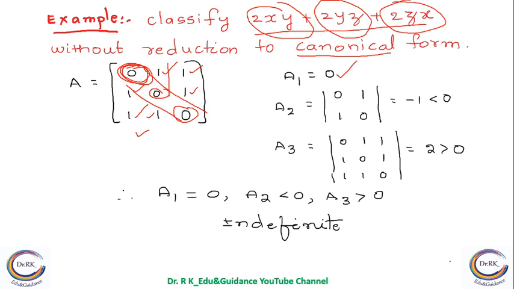So this is the second determinant, D2. Right? So 0, 1, 1, 0, if we expand this, it is minus 1. And A3 is the third principal determinant, which is the complete determinant of the matrix here, which is 2. Right? So now, based on this, we can categorize.